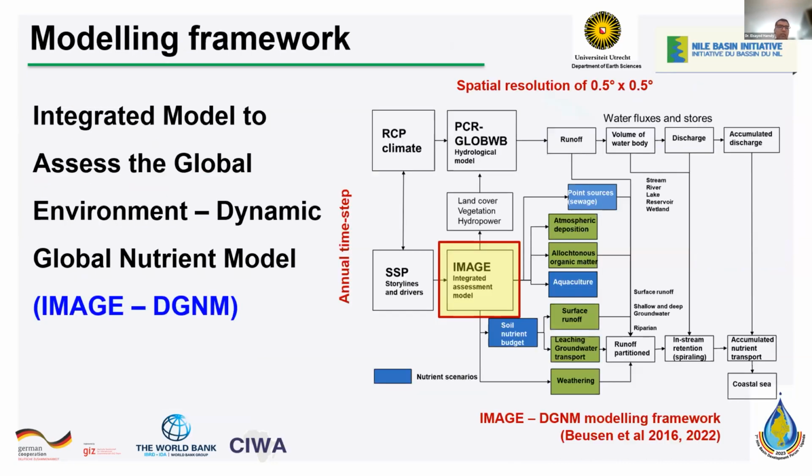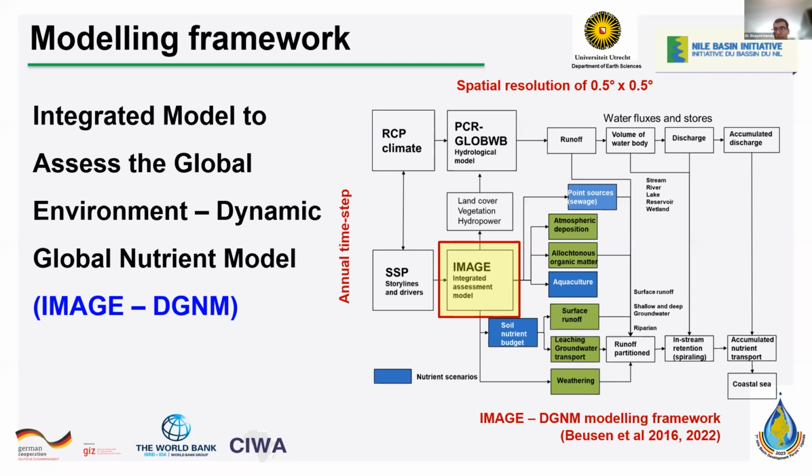To model this subject, we need interdisciplinary and integrated models. So I'm using here an integrated model called the Integrated Model to Assess the Global Environment, with the Global Nutrient Model, IMAGE-GNM, which is an integral part of an integrated simulation model that considers complex interaction of human activities and the environment and their impacts on global sustainability.